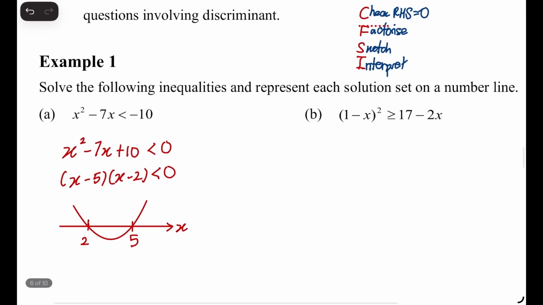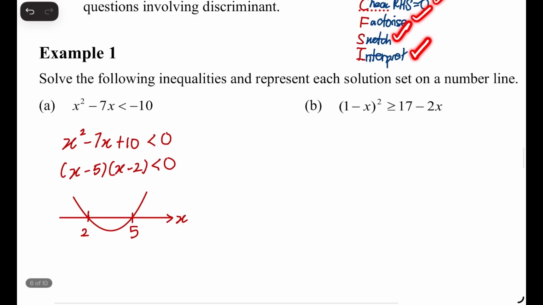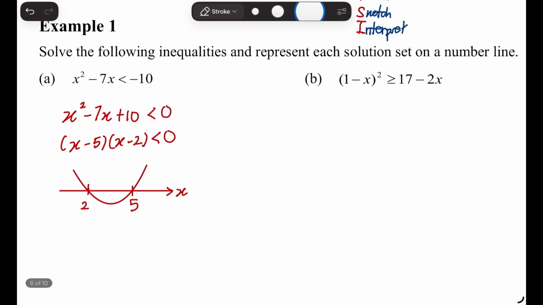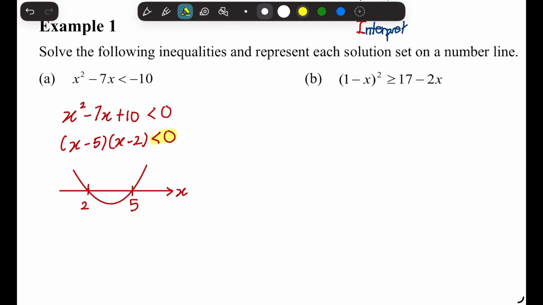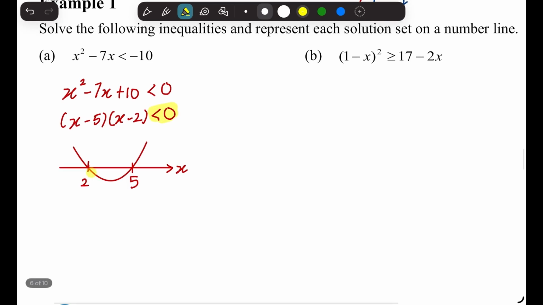Then my last part, check right hand side 0, done. Factorize, sketch ready. Last part is interpret. Less than 0 means I want the part of the graph that is below the x-axis. So if I were to highlight, it is this part of the graph over here. Therefore, final answer to this question, x must be between 2 and 5.